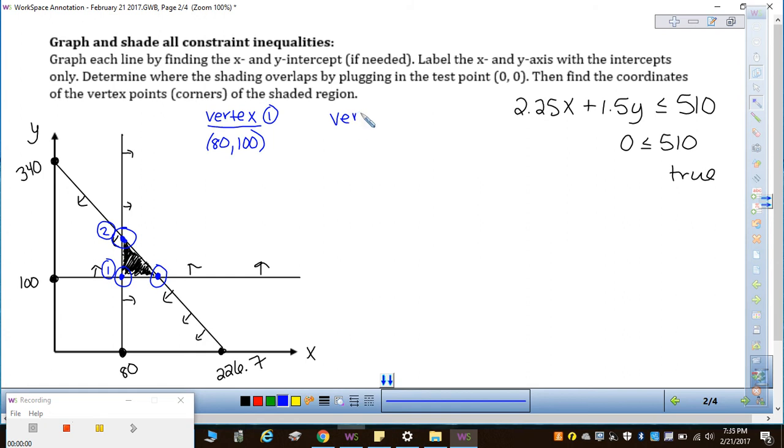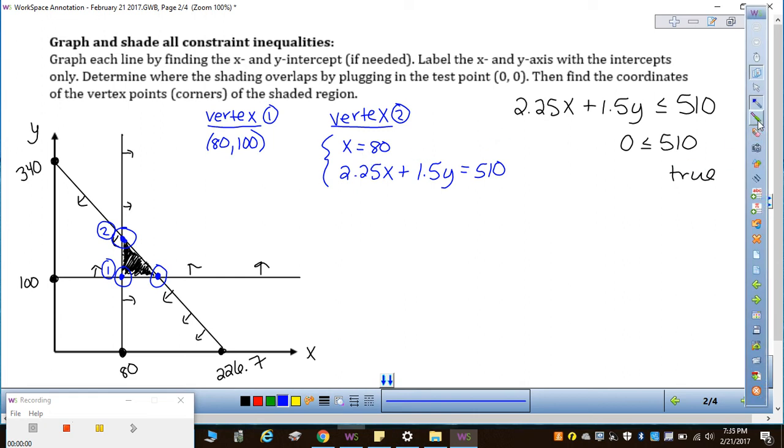In order to find the coordinates of this point, it's really the intersection point between this diagonal line and this vertical line. Remember, earlier in Chapter 7, we talked about solving a system of equations to find the point of intersection. And so if we were to put the system together, our vertical line equation would be x equals 80. The diagonal line equation, it comes from the constraint inequality, but we're going to turn it into an equation. And this system will be very easy for us to solve.